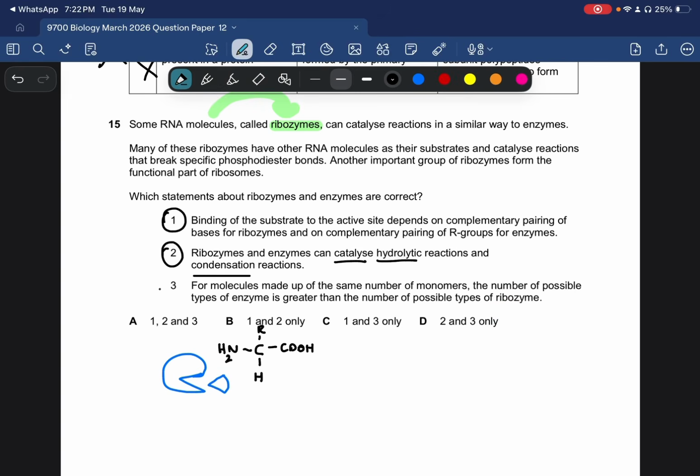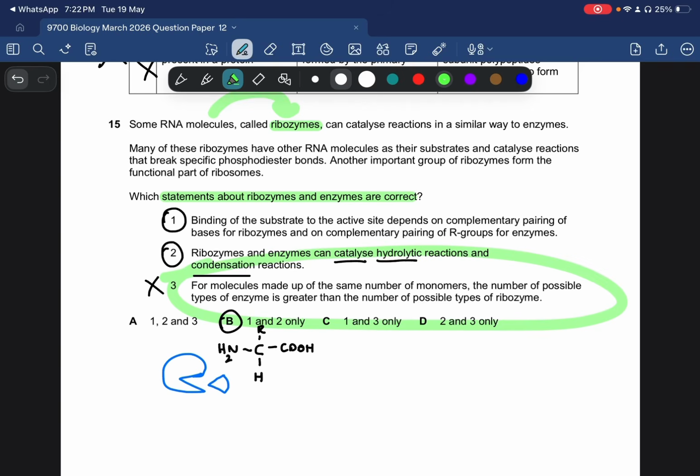No. This statement is only given so that the candidate gets confused and immediately selects, oh, I don't know, but it might be right, so let me just click it. No, you don't have enough information. This is wrong. So B is the correct answer here, because the question said which statements are correct. Are you sure this is correct? Heck, we don't even understand what it means.